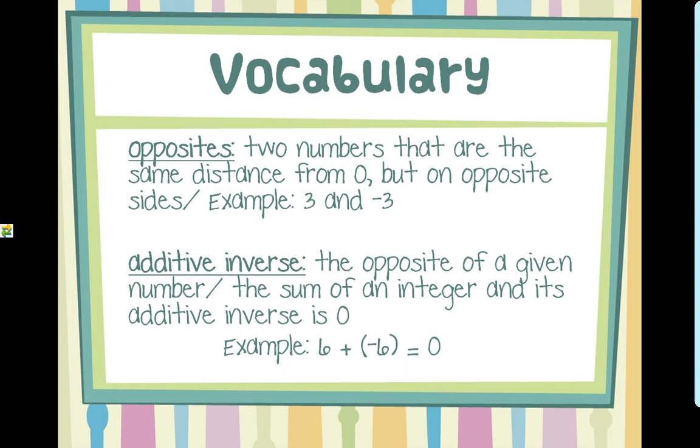You also need to know the additive inverse. It is the opposite of a given number. The sum of an integer and its additive inverse is 0. So it's like an opposite. If you have 6, its additive inverse is -6. And this is the additive inverse property, where if you add a number and its additive inverse, it'll be 0.